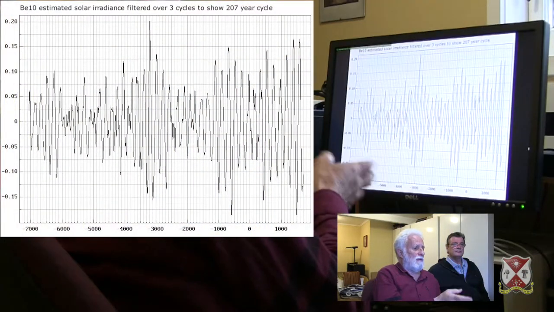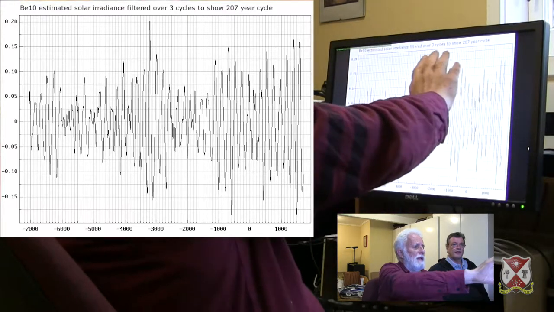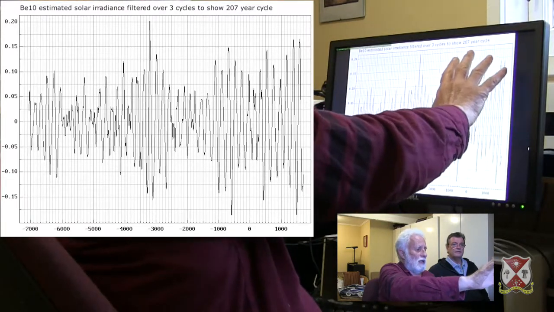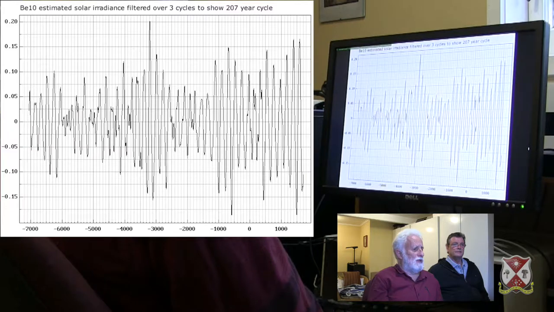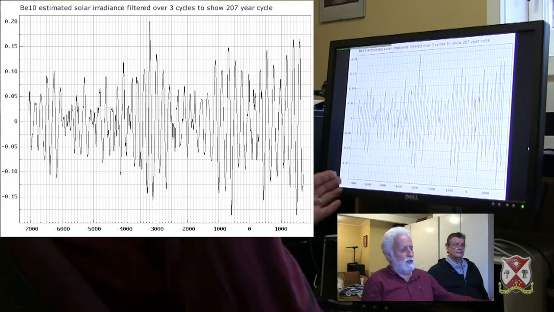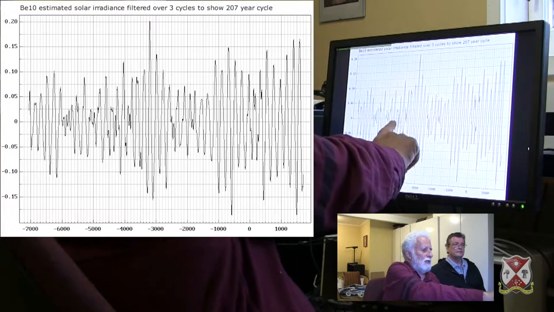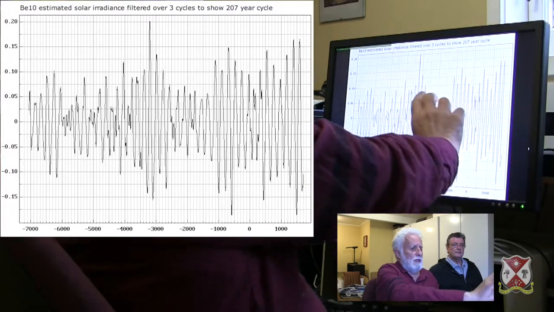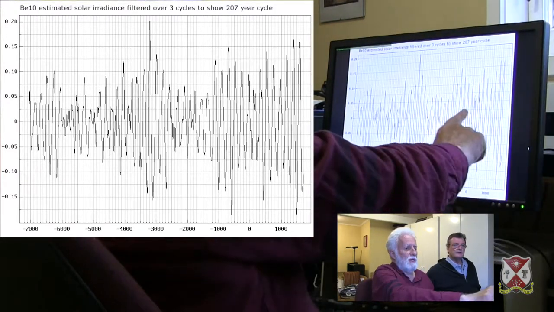Indeed, yes. So this one, I mentioned that sometime Dewey averaged over three cycles. That's what I've done here. I've taken three cycles averaged together to filter out the 207-year cycle on this. And you can see that it is present. That cycle is present over the entire period, although a few times it gets a bit weak. But it's been quite strong for the last 3,000 years.